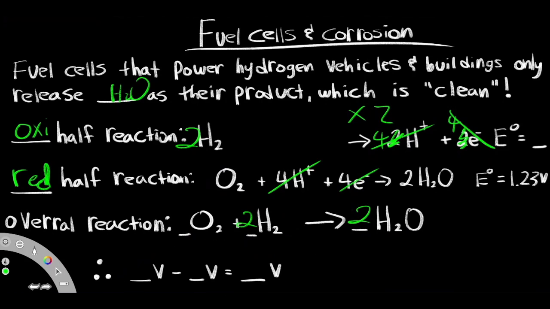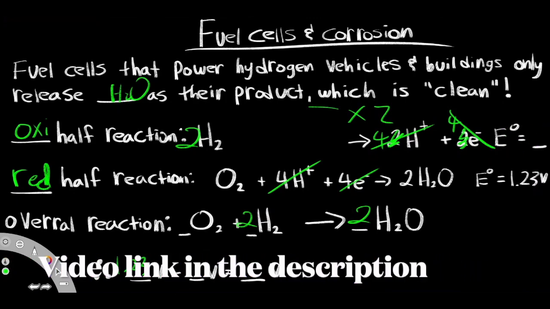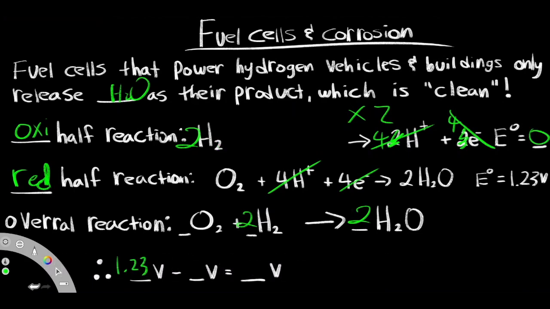Obviously, our formula is to just get our cathode voltage, so I'm going to be putting it over here, and our anode being subtracted, that voltage is going to be this one over here. As you can see in the previous video, linked in the description, the voltage for the H2 half reaction is always 0. So I'm going to be putting 0 over here, so I just sum them up, and I end up getting 1.23 as our voltage.